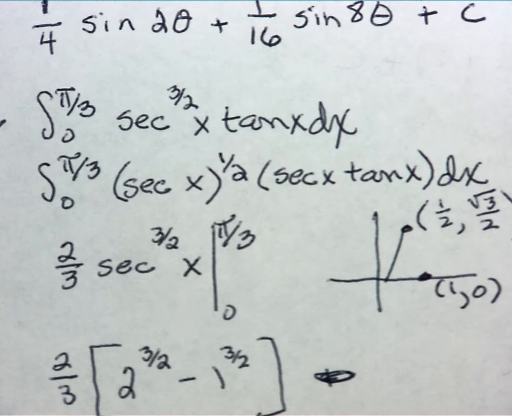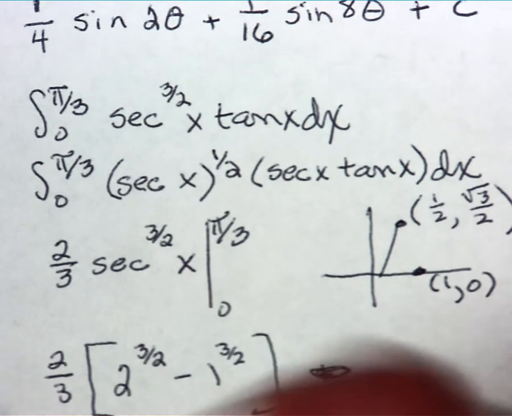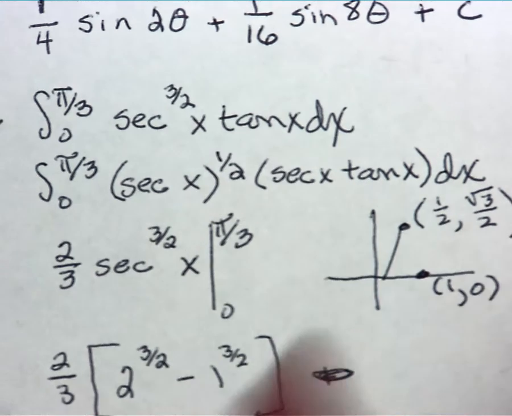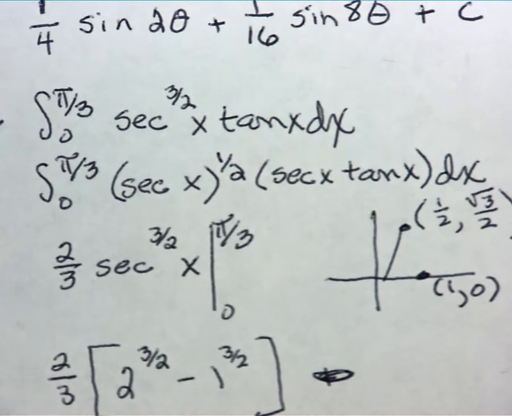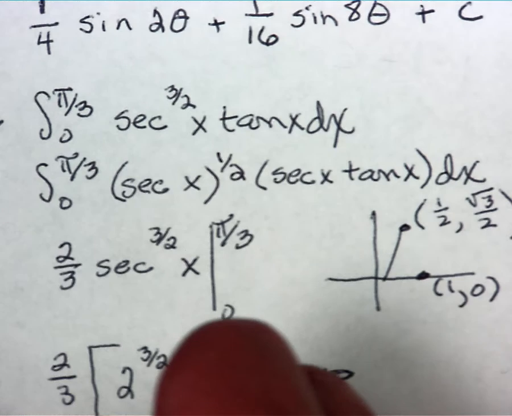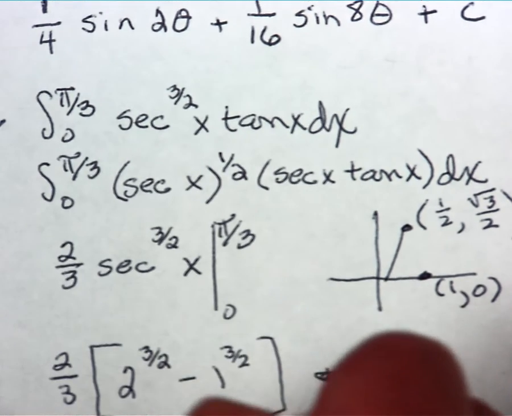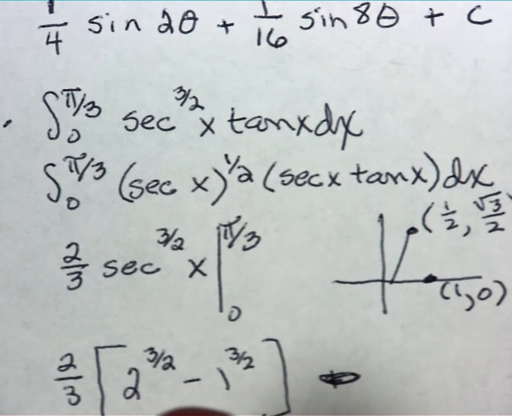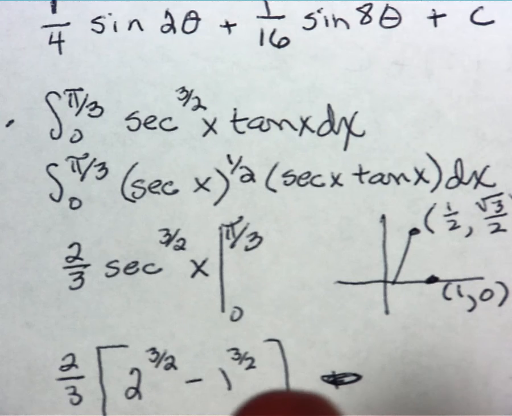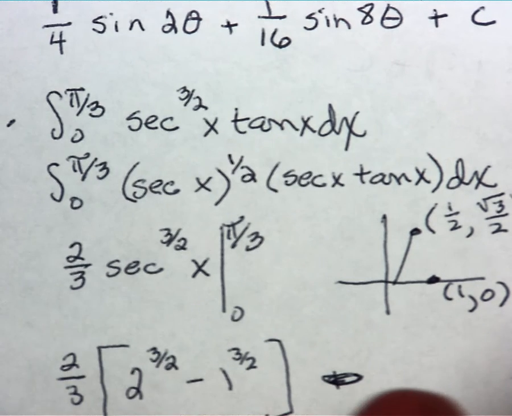They wrote that as 2 square root of 2. How did they write it? Oh, I see. This is 100% okay, but I could also write that as the square root of 2 cubed, or the square root of 8. And the square root of 8 is 2 square root of 2. So it doesn't matter which one of those ways you write it.